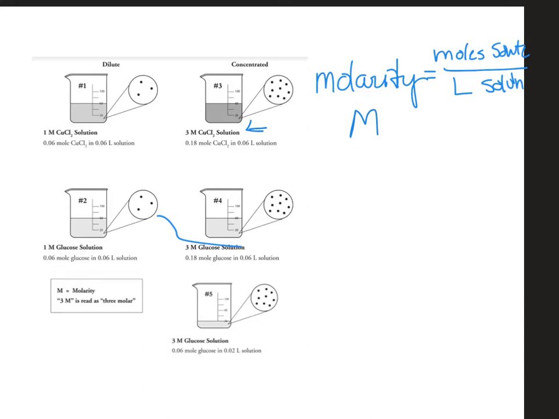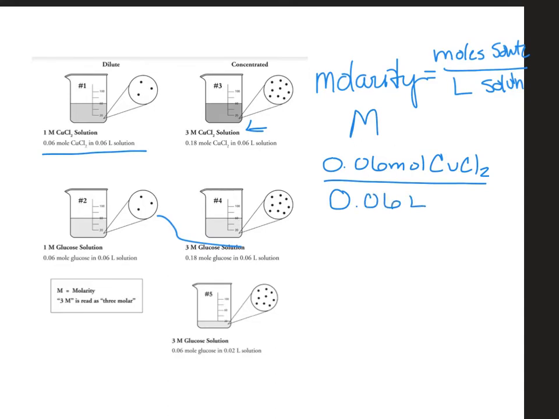All right, and to get our molarity, if you take a look, notice in beaker 1 right here, you can see that we have 0.06 moles of our copper 2 chloride, right? And we see that it is in 0.06 liters of solution. So if we divide 0.06 by 0.06, that means we will get 1, and hence it is a 1 molar. And I write the line underneath there, guys, like I just did.